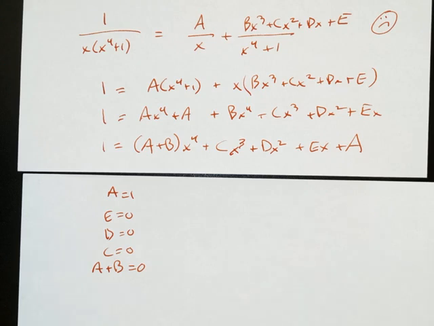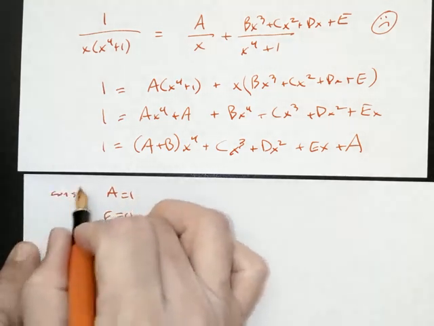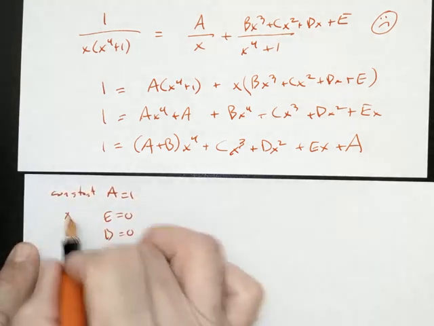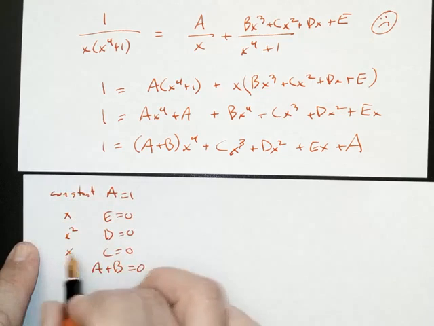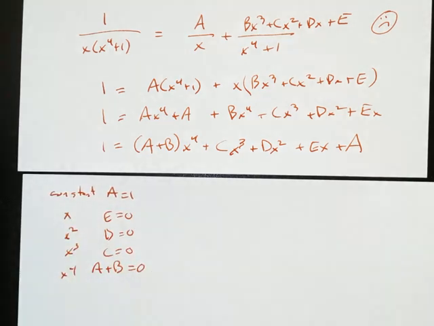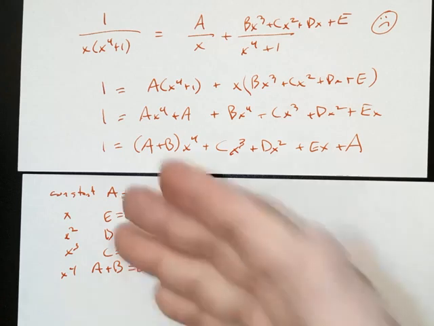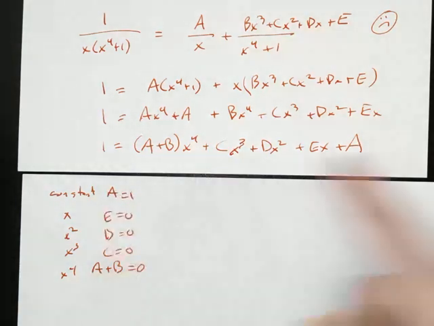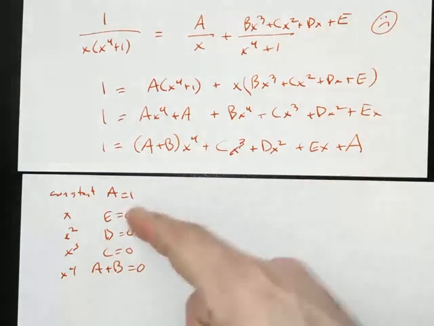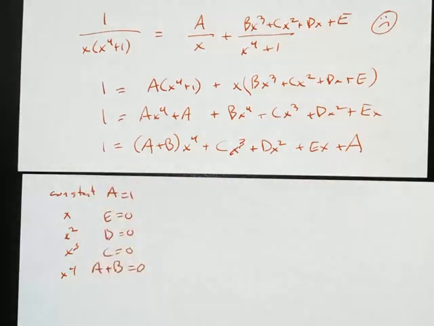All right. Next to each of these equations, let me write something. Constant, x, x squared, x cubed, x to the fourth. That's where each of those came from. The equation here is the part of the expression on this side, and the numbers here are the parts of the expression on that side.